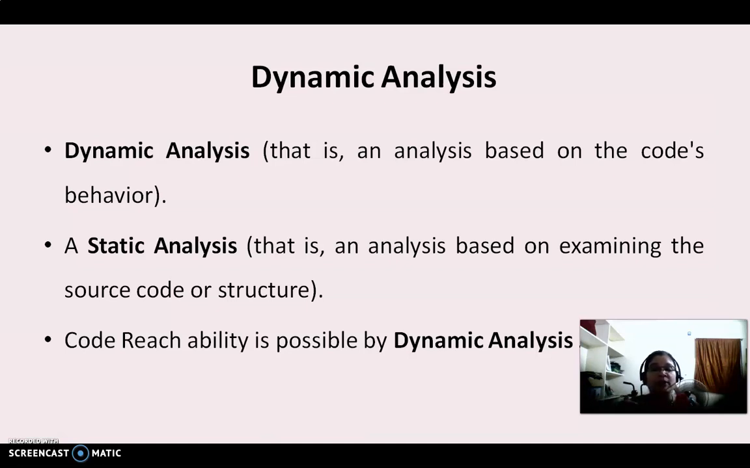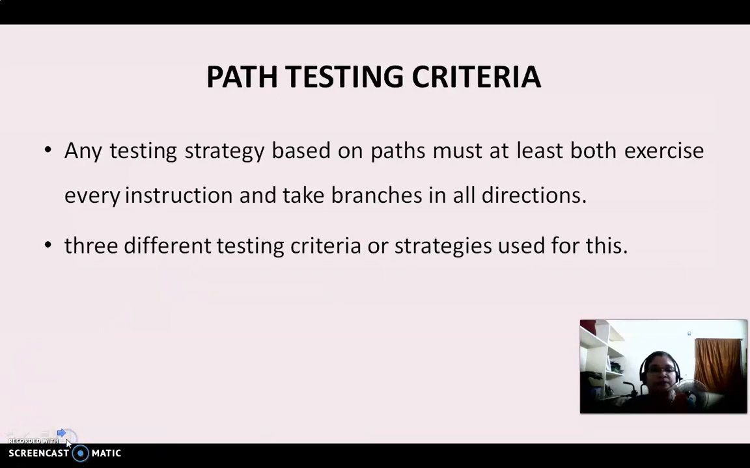So the code reachability from one node to another node, through the loops or through the decisions, through the case statements, through the junctions, whether the code is reachable or not, whether it is successfully executing or not, whether it is uncovering the errors or not. All these things are possible by using the dynamic analysis only. So dynamic analysis is the important one we have to do for the code. We are going to test the code behavior with the possible dynamic analysis only.